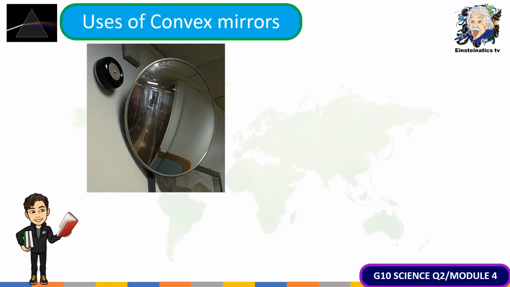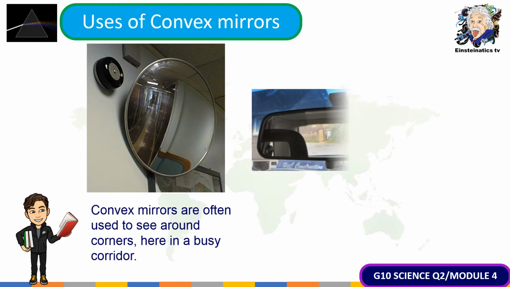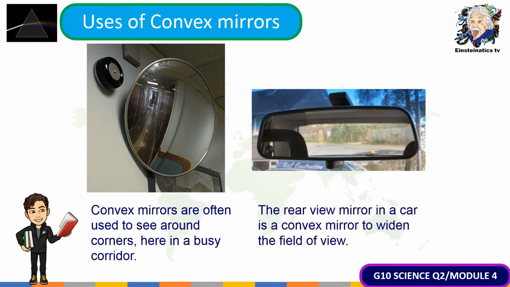So, saan nga ba ginagamit yung mga convex mirrors? So, because of the property of convex mirrors wherein they diverge light, yung mga convex mirrors ay ginagamit to see around corners, especially, for example, this one, yung sa mga stores, para makita yung corner or yung nasa gilid. Another is yung type of mirrors na ginagamit sa mga rear view mirror ng mga kotse is, of course, convex mirrors din para palawakin yung field of view, para mas malawak yung makikita within the mirror.